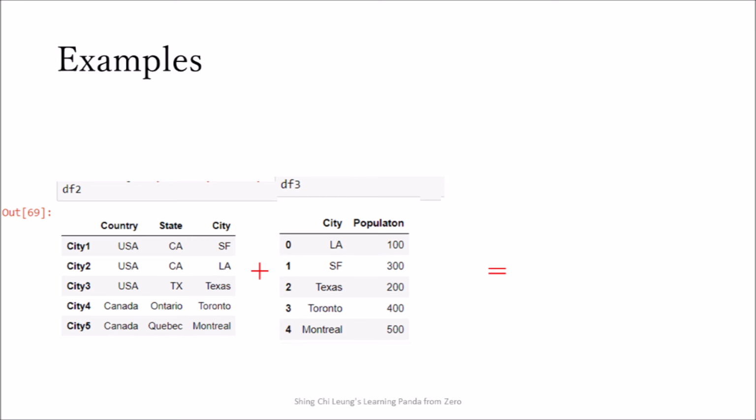Now let's look at one example. On the left-hand side, we have the same data frame about the city. On the right-hand side, we have a data frame which contains the population of each city. So when we merge the data frames, naturally it means that we try to paste the population from the right data frame to the left data frame by using city as the common key.